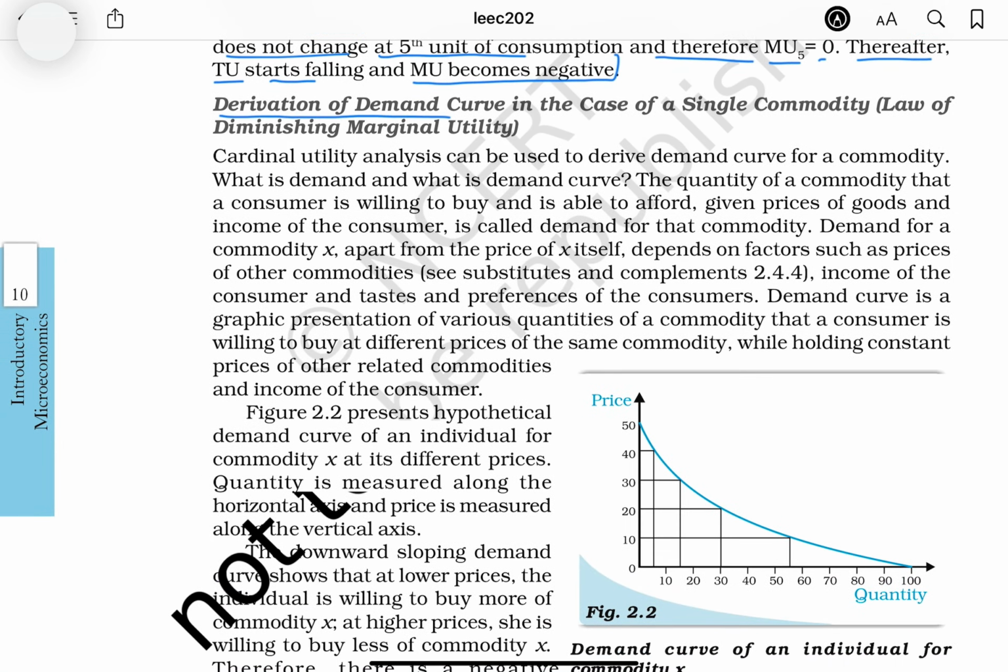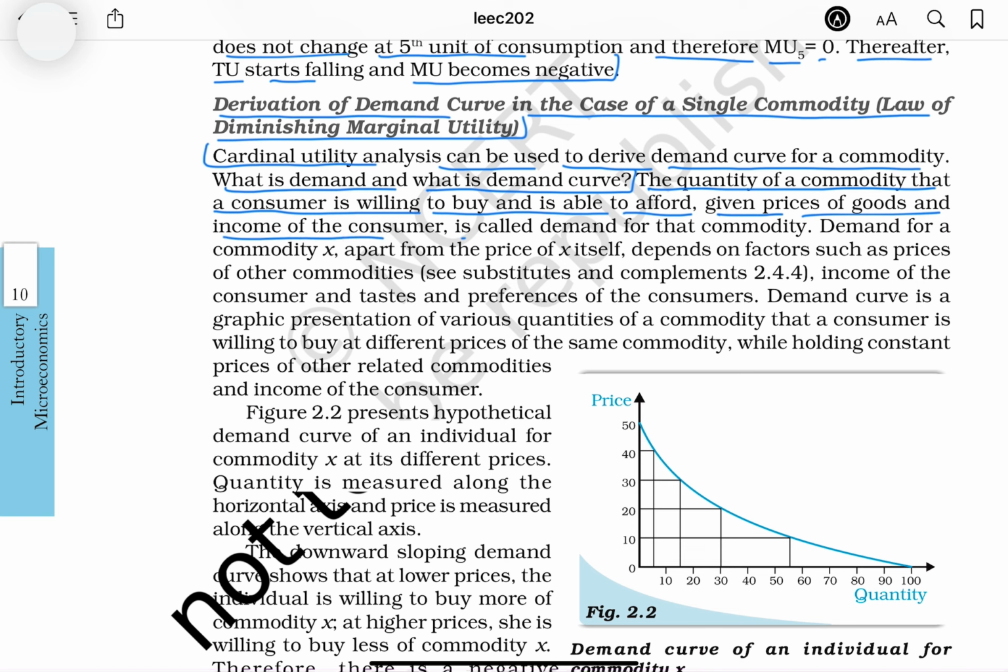Derivation of demand curve. In the case of a single commodity, the law of diminishing marginal utility and cardinal utility analysis can be used to derive the demand curve for a commodity. What is demand and what is a demand curve? The quantity of a commodity that a consumer is willing to buy and is able to afford, given prices of goods and income of the consumer, is called demand for that commodity.